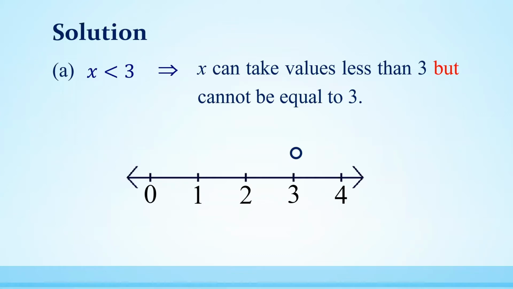So I'm going to have an unshaded circle, or what we can also say is an empty circle, at 3. This is going to show us that x cannot be equal to 3. Now, less than 3. So the direction of my arrow should be same as this symbol. So I'm going to move to the left.